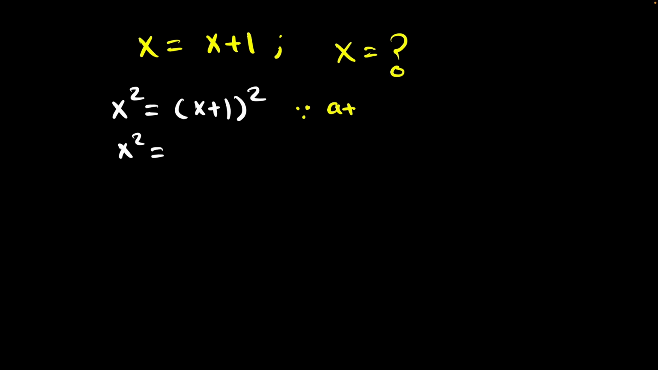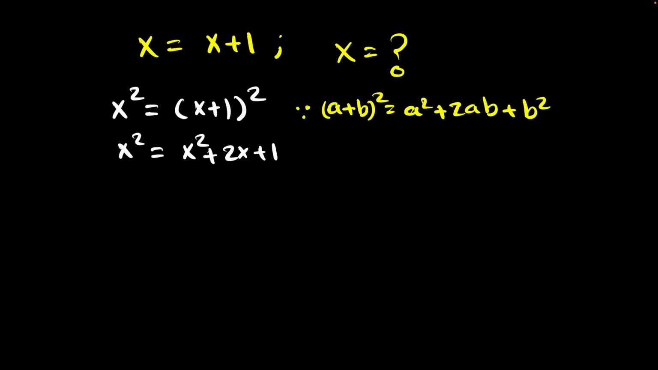If we have (a plus b) squared, it is a squared plus 2ab plus b squared. So let's go according to this formula. We are going to expand (x plus 1) whole squared. So x squared plus 2x plus 1.